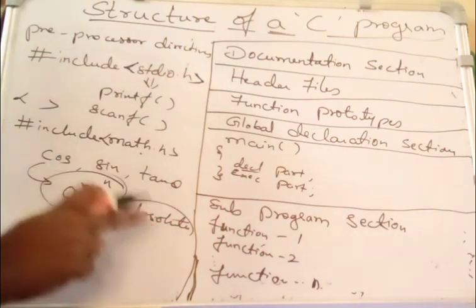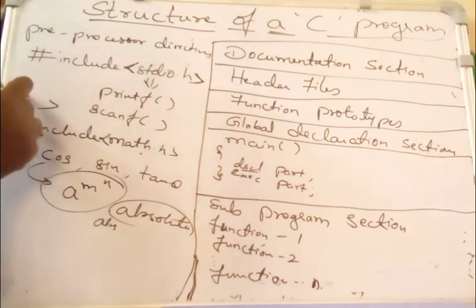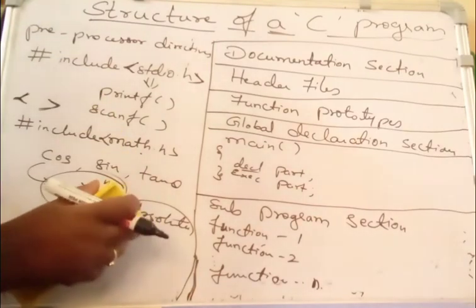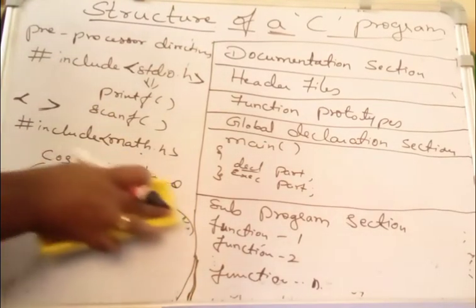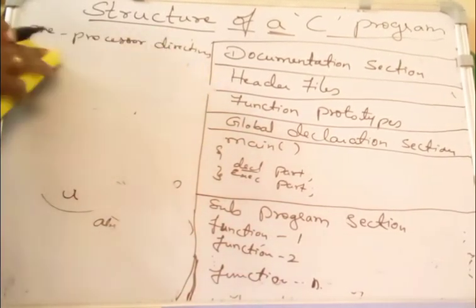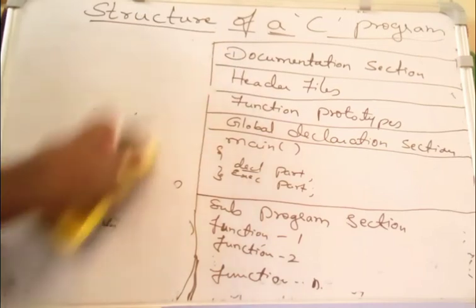Always remember, the header files begin and end with angular brackets. They are preprocessor directives. Whenever we find the first symbol hash, it means these are preprocessor directives for the compiler. These should be pre-processed before the translation of other C language instructions to machine language.